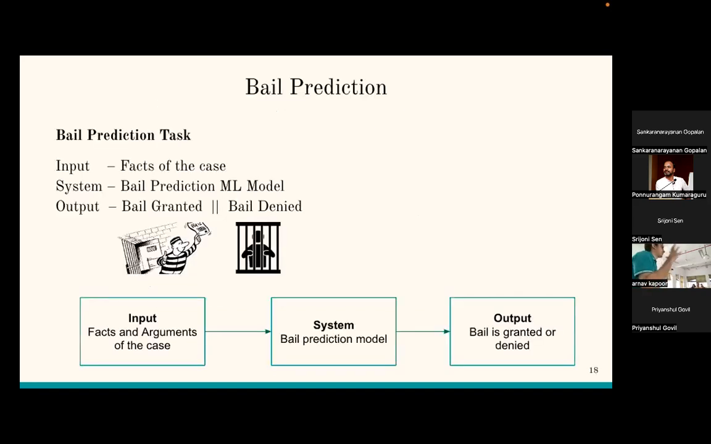So just to capture what the bail prediction task essentially is: you have the facts and arguments of the case as the input. You have to build a system, which is the bail prediction model, which will give you a binary output, whether the bail is granted or denied. So this, in concise form, is what our system is all about.